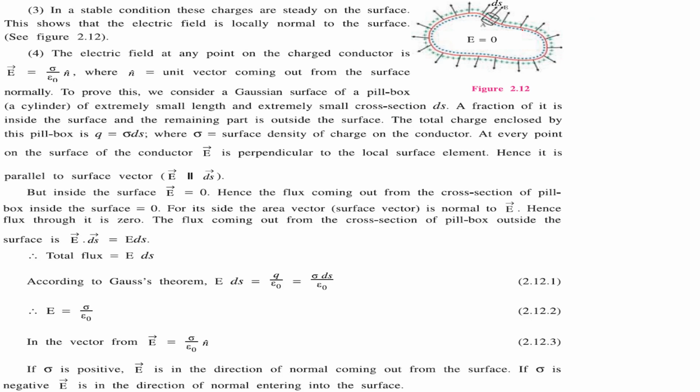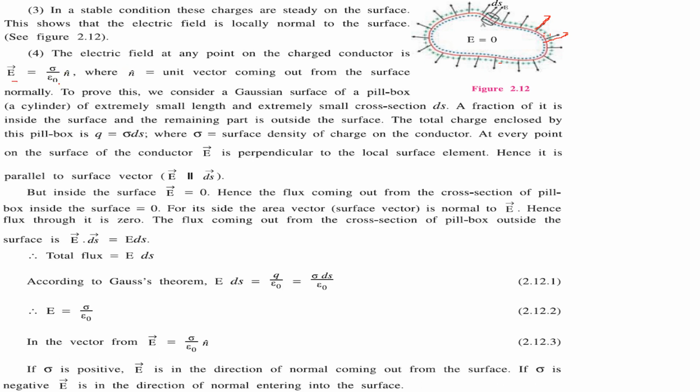If you take a very small portion, we are just saying that the charge is only on the surface of the conductor. In a stable condition, these charges are steady on the surface. So this shows that the electric field is locally normal to the surface. And the electric field at any point on the charged surface is given by, because this is a proper surface, sigma.